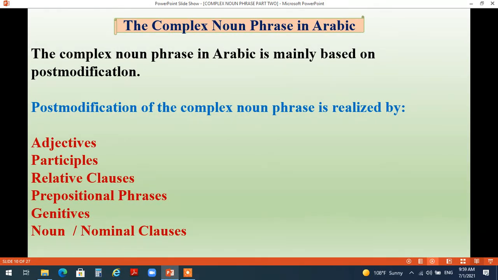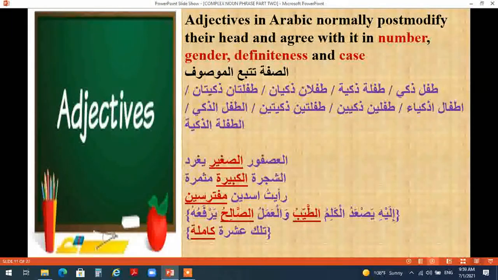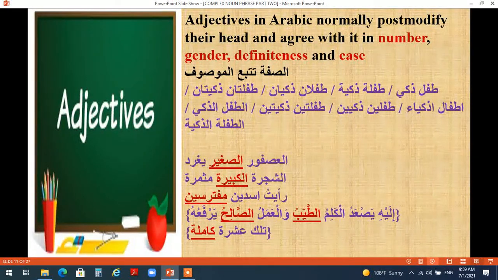We can realize post modification in Arabic by using number 1 adjectives, number 2 participles, number 3 relative clauses, number 4 prepositional phrases, number 5 genitives, and number 6 noun or nominal clauses. These are the methods by which post modification can be realized in Arabic. We will start discussing each one of these methods separately. We will start with the adjectives.